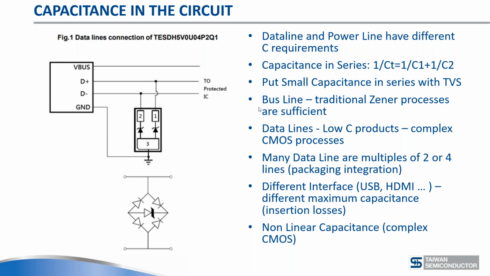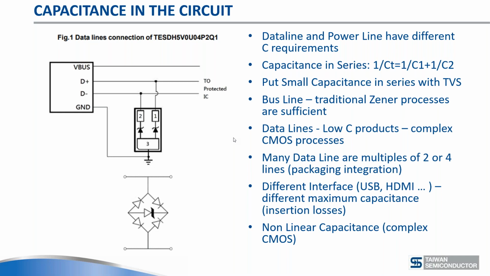So the bus line here, traditional Zener processes can work correctly. On the data lines, lower C products, capacitive products are needed, and to make them, you need complex CMOS processes. So to put these steering diodes in series is not that simple. And also you may have many data lines that are multiples of 2 or 4, allowing you to integrate them in a package.